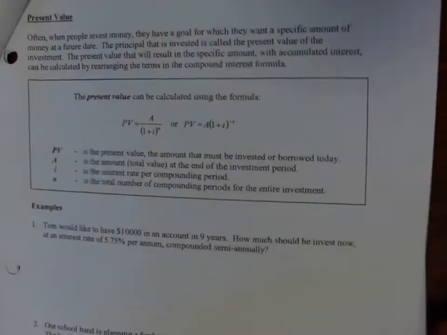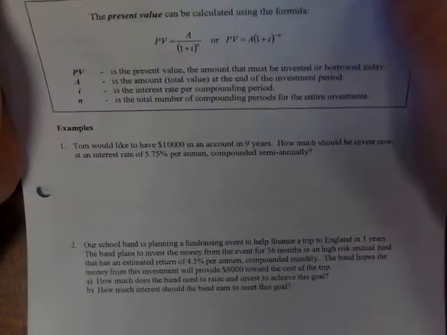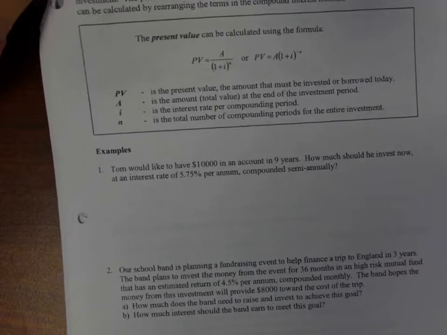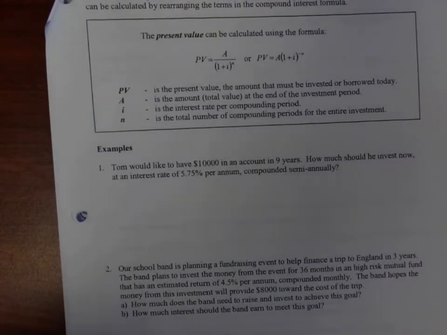and present value. So present value, often people will invest money. They have a goal for which they have a specific amount of money that they want at a future date. The principal that's invested is called the present value of the investment. The present value that will result in a specific amount with accumulated interest then can be calculated by rearranging the term in the compound interest formula.